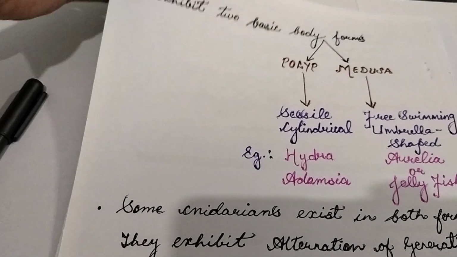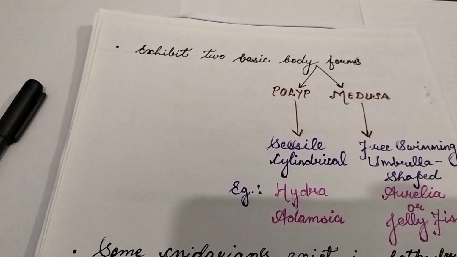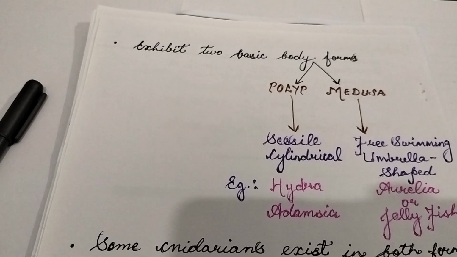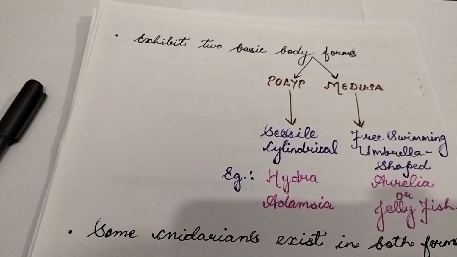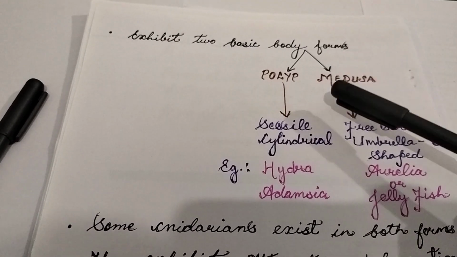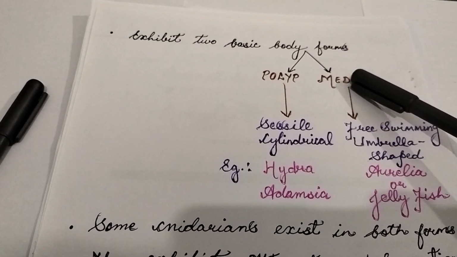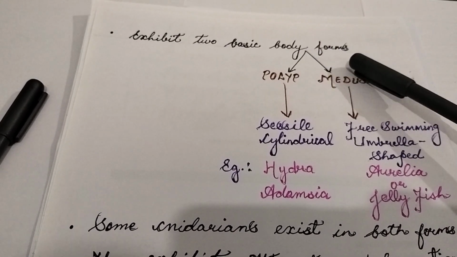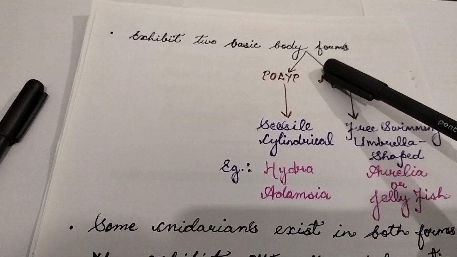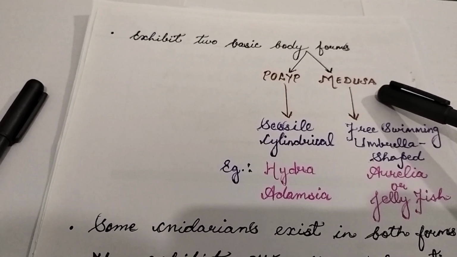Now see again a specific character of coelenterates. Coelenterates exhibit two basic body forms. They exist in two types of body forms. One is called polyp and the other is called medusa. These are the body forms of the coelenterates. Coelenterates or cnidarians exhibit two basic body forms. One is called polyp and the other is medusa.